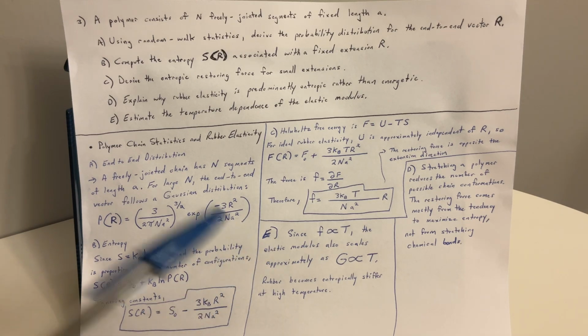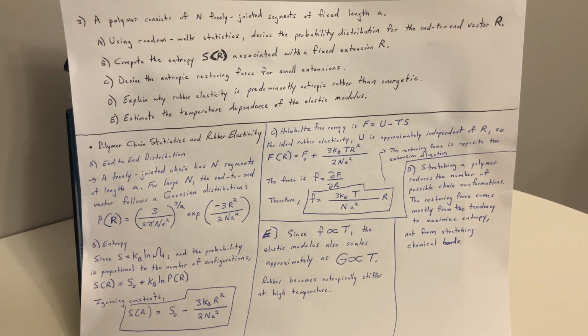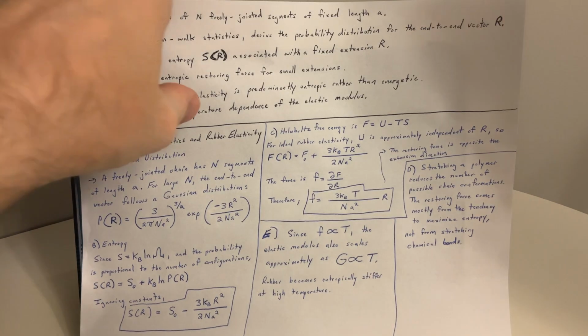Letter E, estimate the temperature dependence of the elastic modulus. Since f is proportional to T, the elastic modulus also scales approximately as G proportional to T. And rubber becomes entropically stiffer at high temperature. Okay, so that's number 3. Moving along to number 4.